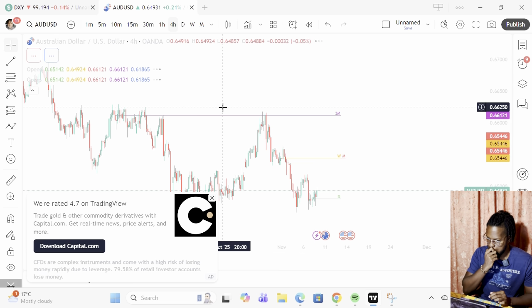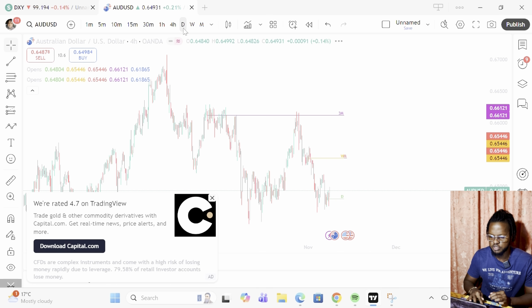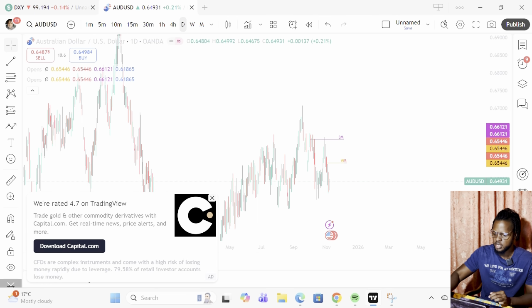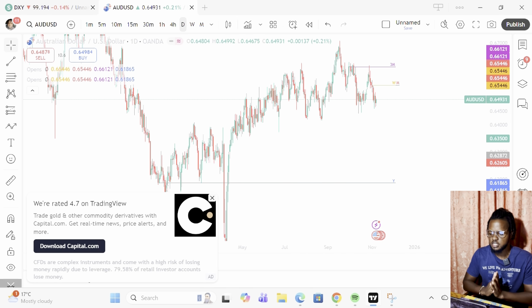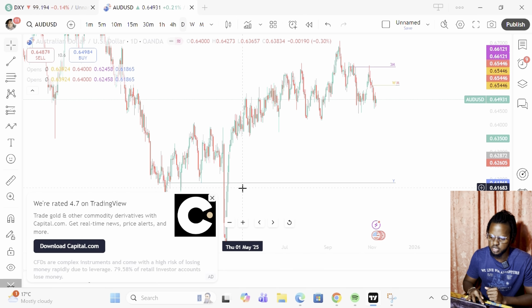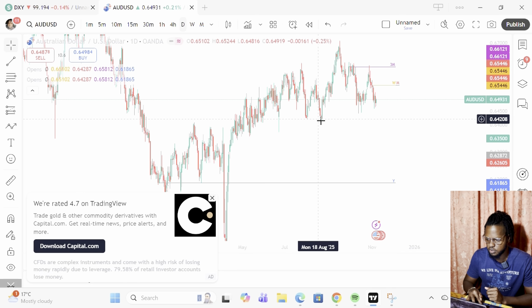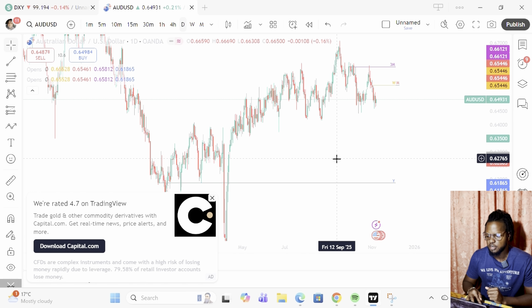AUD/USD. This is the only dollar pair I'm not really interested in shorting, and I'll explain why. From a strictly market structure perspective, this is terrible price action, but we are bullish. We are trending upwards. You can see these lows are being respected. All these lows are being respected. So it looks good to trade higher, but at the same time, the dollar is really strong.